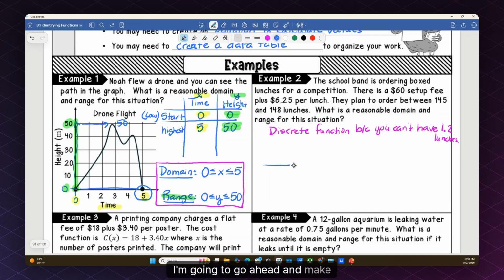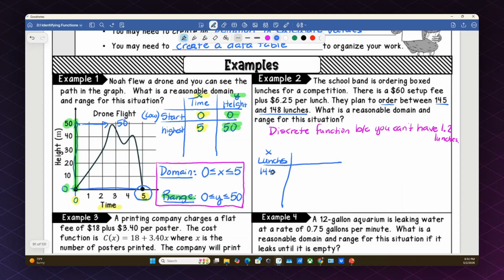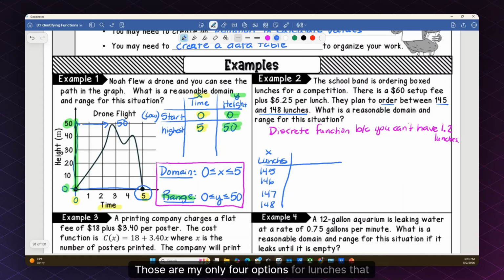Well, I'm going to go ahead and make this here. I'm going to start this. I'm going to put x. My x is my first value. And they're telling us that they were going to order lunches between 145 and 148 lunches. So the number of lunches is what's going to go in here for x. Your lunches. Okay. I can have 145. I can have up to 148. And so I'm going to just keep writing 146, 147, 148. Those are my only 4 options for lunches that they gave us in this problem.